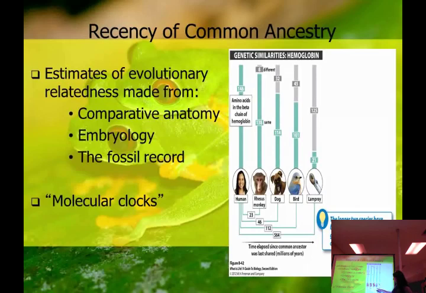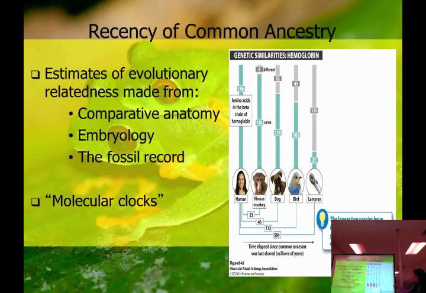So here, looking at the bird, we've got 112 million years. And between a lamprey, which is a type of eel that has a jaw that latches onto fish and scrapes the skin off and then sucks the blood out, it's 564 million years ago. And the way that we know this is because of comparative anatomy, through embryology and through the fossil record.